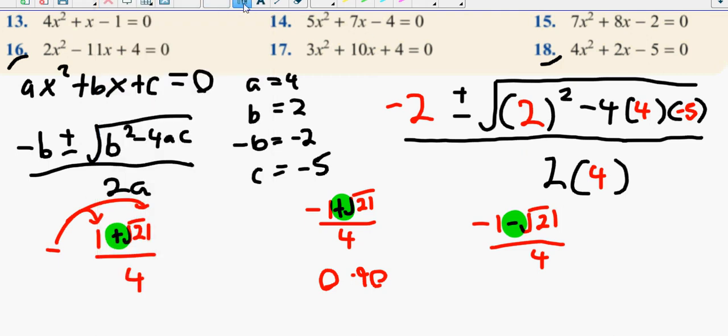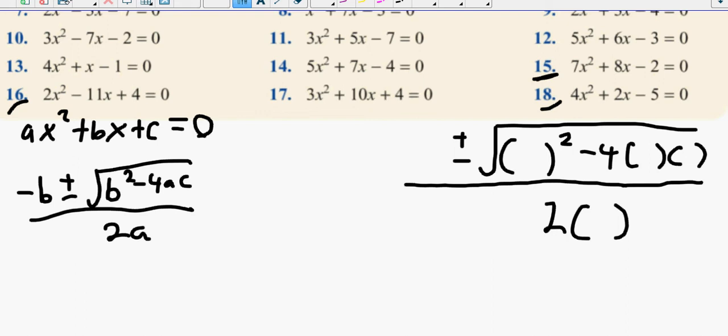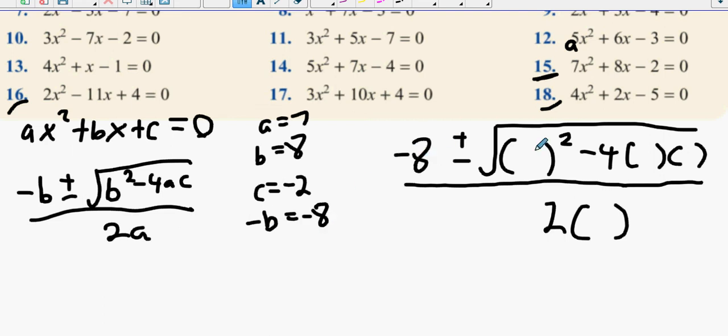Okay, how many people got minus 1.4 and 0.9? Okay, so guys, in this one here we have question 15. Our A value is 7. Our B value is 8. Our C value is minus 2. Our minus B value is minus 8. You have minus 8 plus or minus 8 squared, 4 times 7 times minus 2, all over 2 times 7.